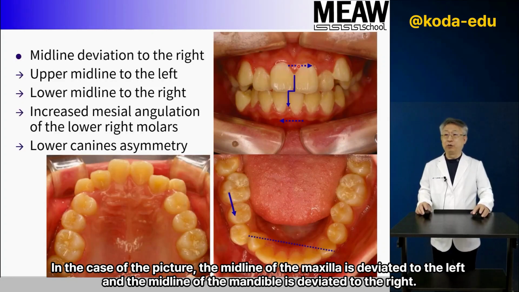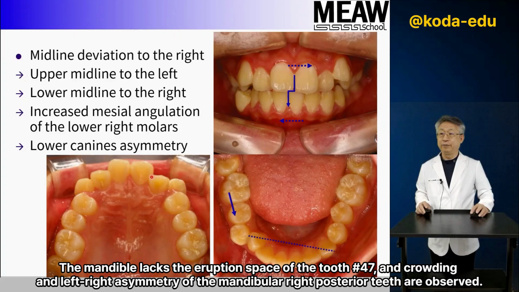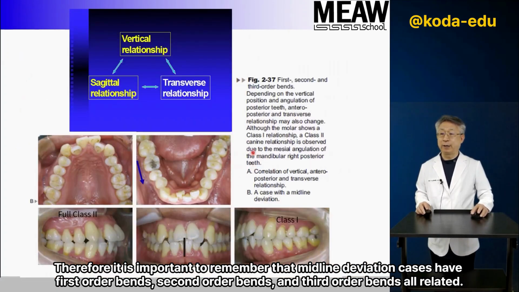In the case of the picture, the midline of the maxilla is deviated to the left, and the midline of the mandible is deviated to the right. It is judged that the midline is deviated to the left due to severe crowding on the left side of the maxilla. The mandible lacks the eruption space of tooth 47, and crowding and left-right asymmetry of the mandibular right posterior teeth are observed. Therefore, it is important to remember that midline deviation cases have first-order bends, second-order bends, and third-order bends all related.